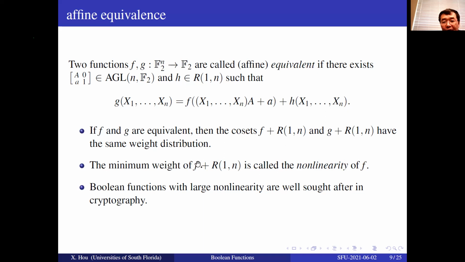Why are people interested in the weight distribution of a Boolean function modulo the first order Reed-Muller code? Well, in cryptography, the minimum weight of the coset F plus the first order Reed-Muller code is called the nonlinearity of F. And Boolean functions with large nonlinearity are well sought after in cryptography. Supposedly, they're good for a number of reasons.